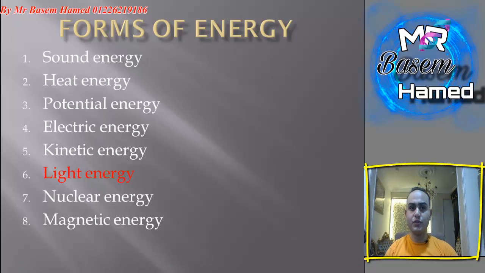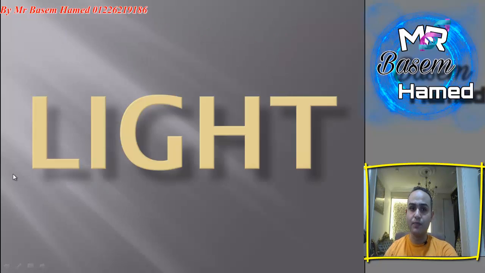Hi Junior 5 students. Our lesson for today talks about light, but let's have a short introduction. Last year you studied the forms of energy, and now you know that there are many forms of energy. We have sound energy, heat energy, potential energy, electrical energy, kinetic energy, light energy, nuclear energy, magnetic energy. But in this lesson we will focus on light energy.